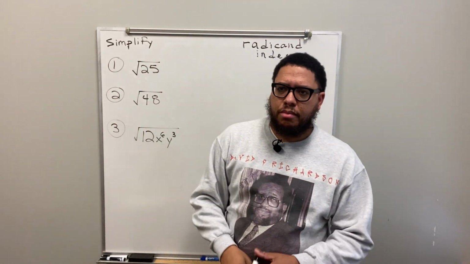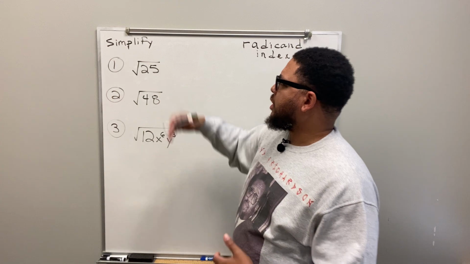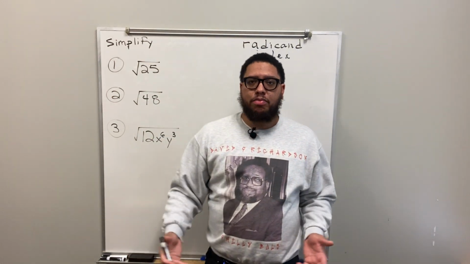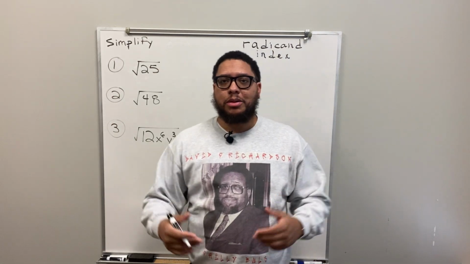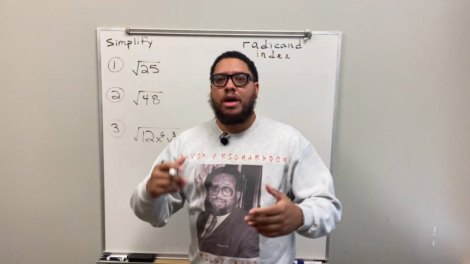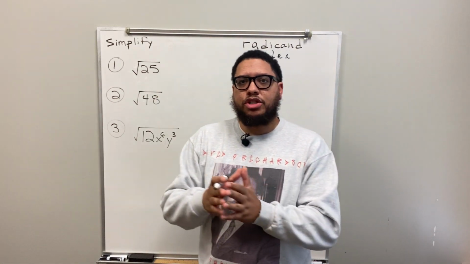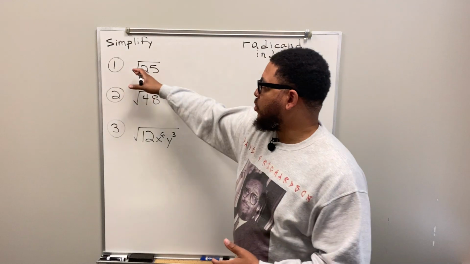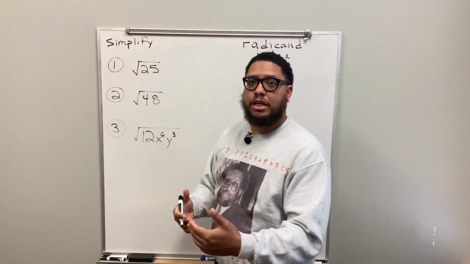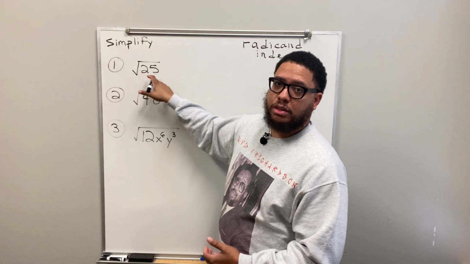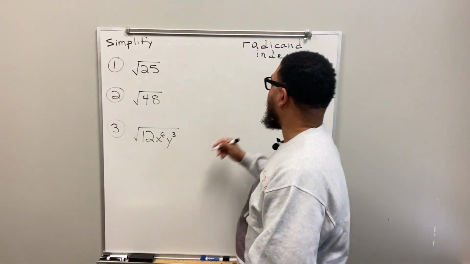All right. Now, what is this radical sign telling us to do? As with most math problems, every math problem is a set of instructions. We're being told what to do, right? This radical sign is a set of instructions. It's telling me to find out what the square root of this number is. So what the square root of 25 is.